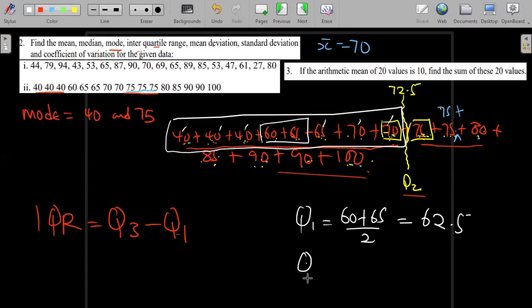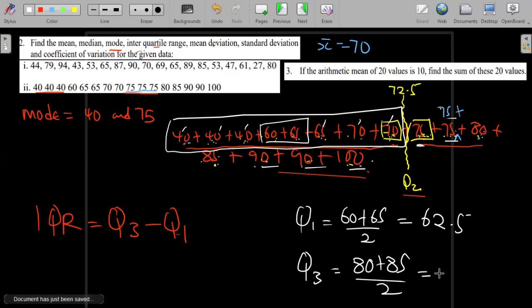62.5. And then for Q3, because it will have 8 entries, on the middle we are going to have 2 values. So if I cancel this 75 with the 100, this 75 with the 90, this 75 with the 90, I'm going to remain with 80 and 85. So this will be equal to 80 plus 85 divided by 2. So what will this give us? 80 plus 85, then divide by 2. I'm going to get 82.5.